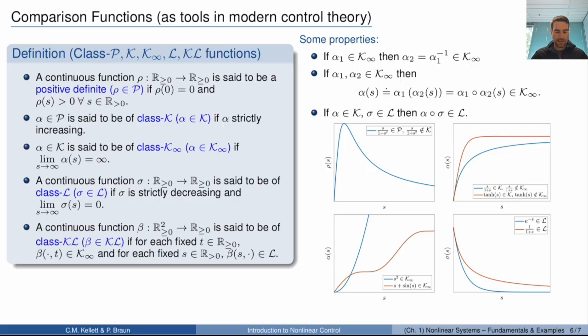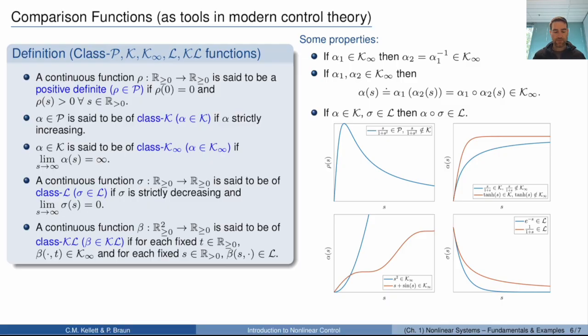Okay, so what are these classes of functions? The first class we are going to need is the class of positive functions. These are quite simple functions going from the positive reals to the positive reals. The class of positive functions is assumed to be continuous. It's assumed to be 0 at 0, but then strictly bigger than 0 everywhere else. So here an example is shown.